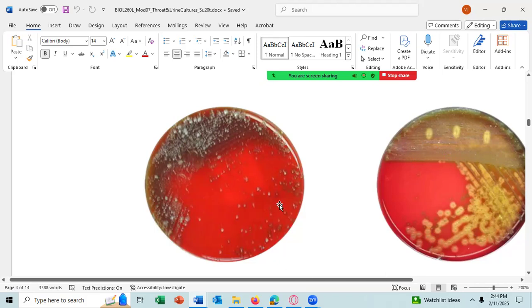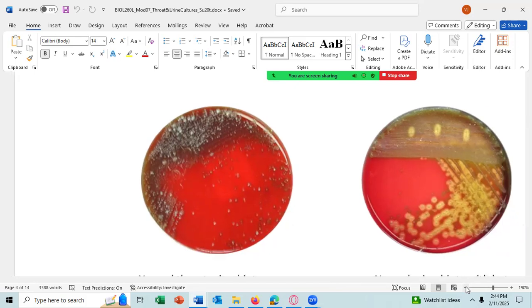And right here is gamma hemolysis, but over there, you can see some alpha hemolysis, the darkening of the blood. And right there around that one too, there's alpha hemolysis. Any question about any of that?